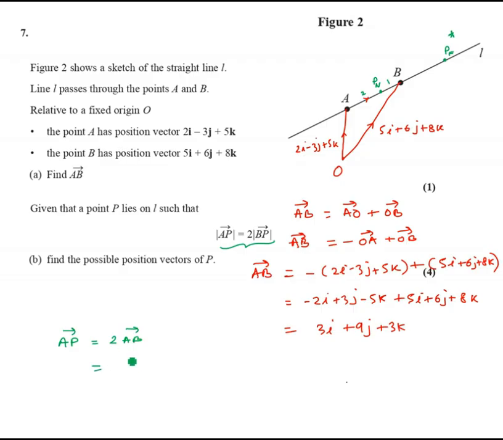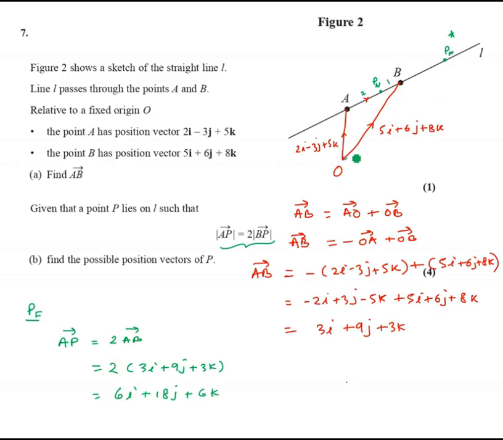So the AP vector will be twice AB. AB you have already calculated, so 3i plus 9j plus 3k. So that will be one possibility if you consider the farthest point here. So PF, we are talking about the far point. So this becomes 6i plus 18j plus 2 times 3 is 6k.